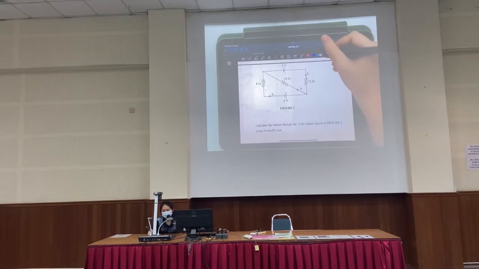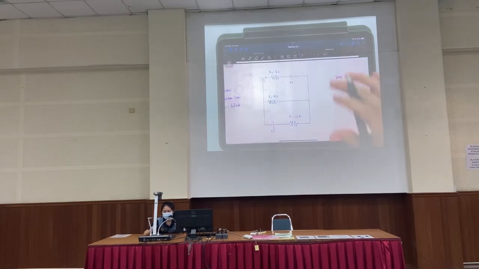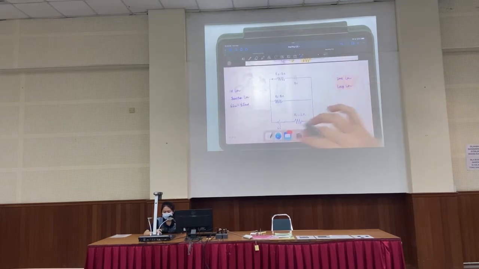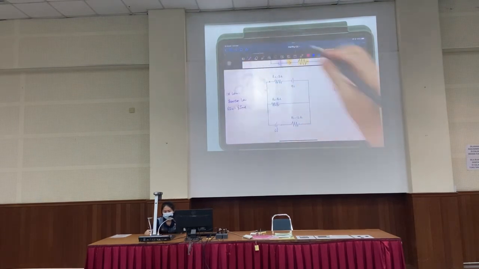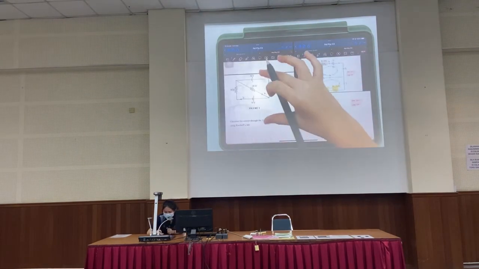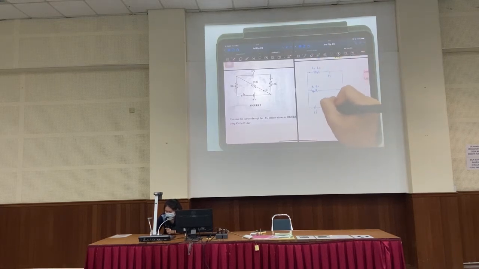Hi everyone, the last question has two loops. This circuit is different from the circuit we usually see, so we can draw a new circuit following the circuit that we usually see, so it's easier for us to solve the question. As shown here, this is resistor 1, which is 12 ohm. The current flowing in this branch is I1.